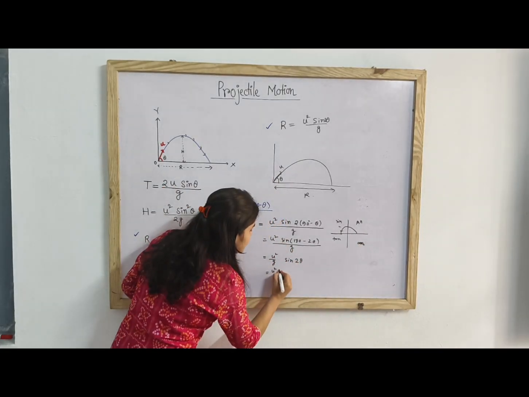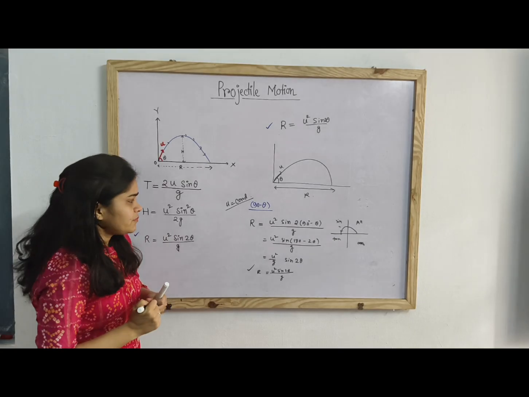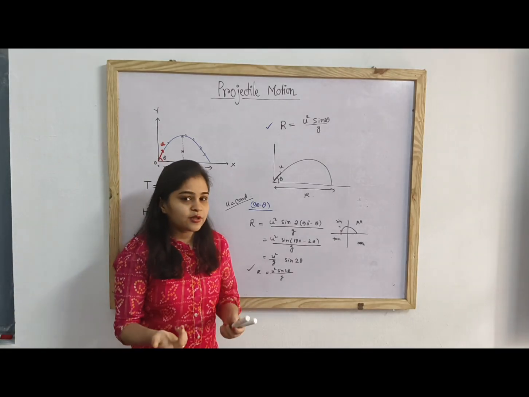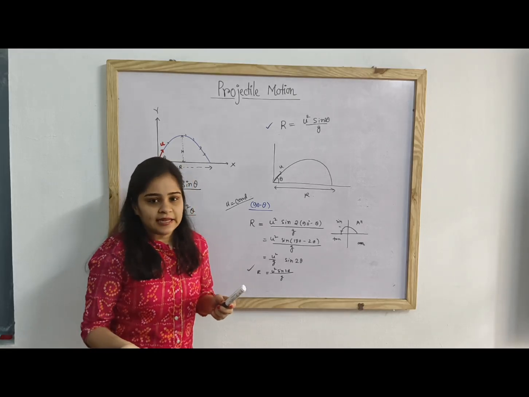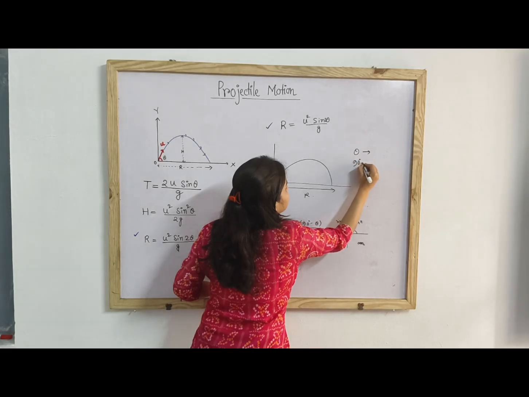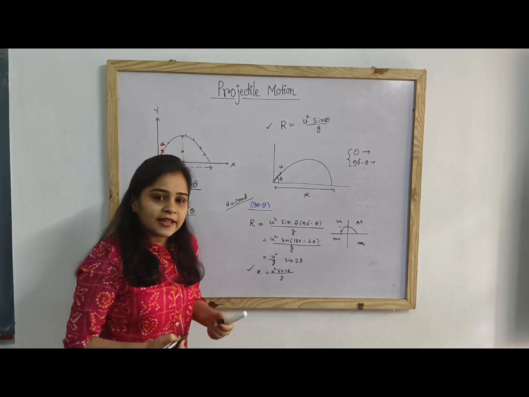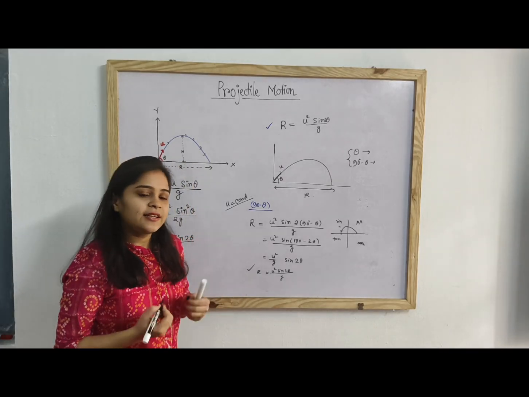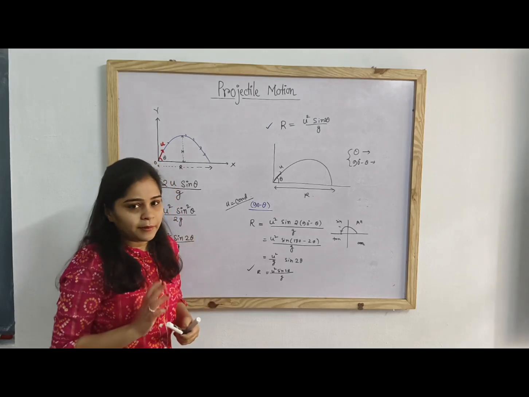So the formula is actually similar to the previous one. The answer is the same. So you can say that if the value of initial velocity is constant, you will get the same range for two different angles: one is theta and the other one is 90 minus theta. For these two values of angle of projection, the range of the projectile will be the same. These are the two things you have to memorize.